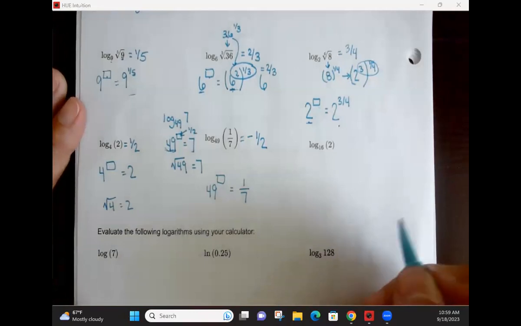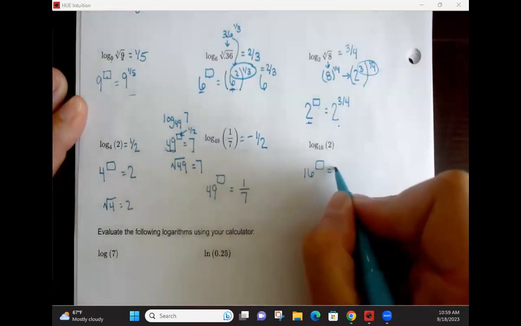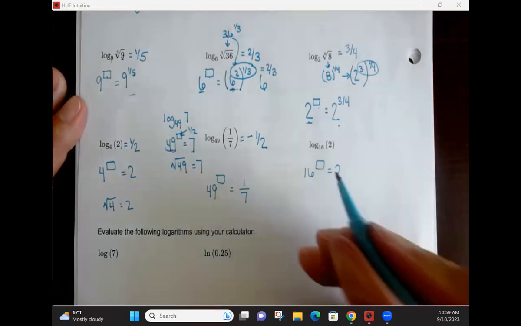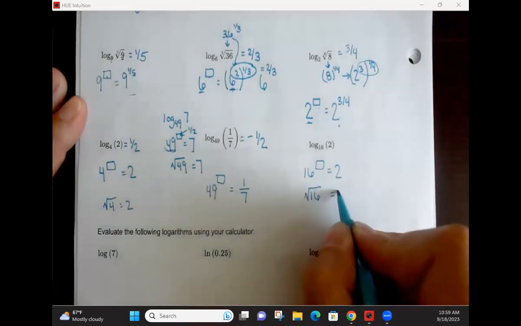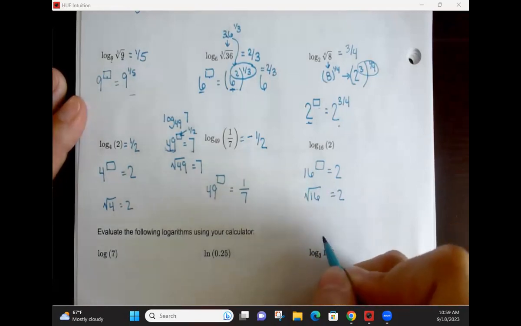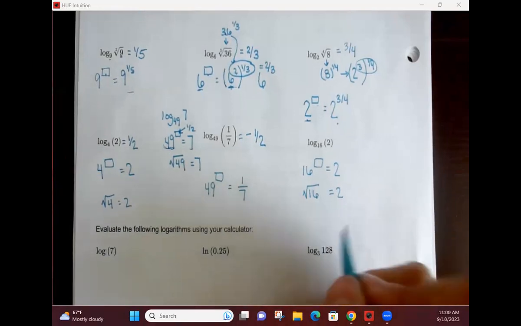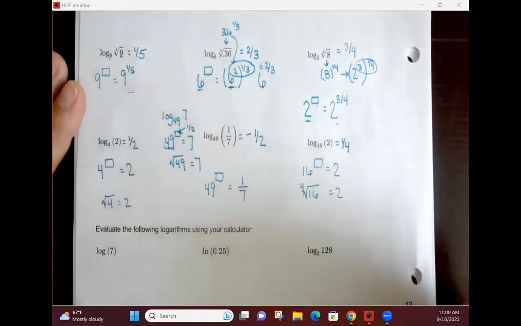And then last one for this section, 16 to what power gives us 2? So what kind of root of 16 would give us 2? Not a square root, it's a 4th root. So this would be 1/4.